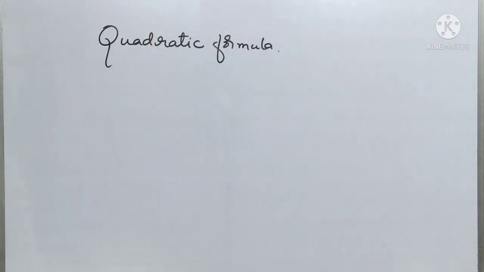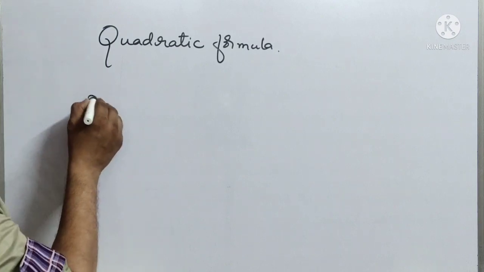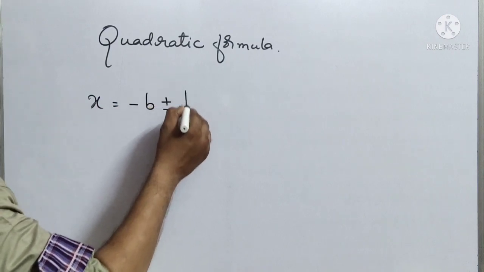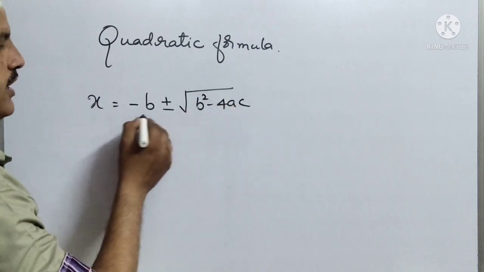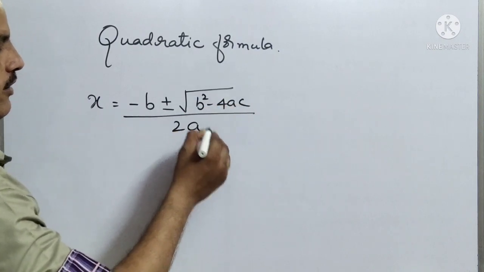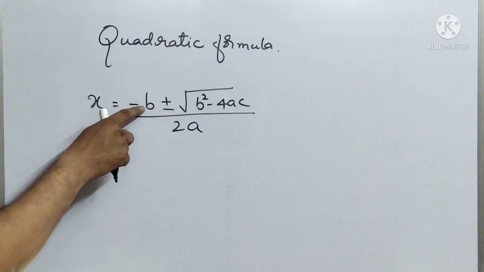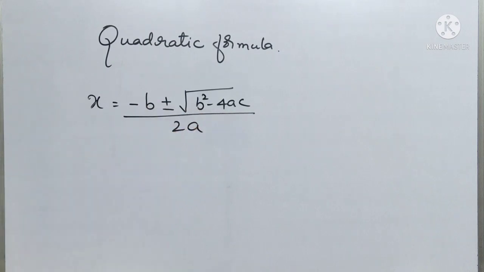The quadratic formula is what you already derived through the completing square method. So x equals minus b plus or minus root over b square minus 4ac, divided by 2a. That is the quadratic formula. Okay children, is it clear?